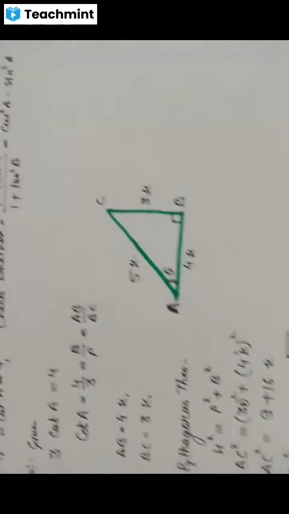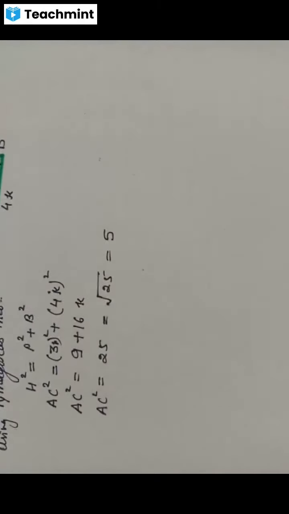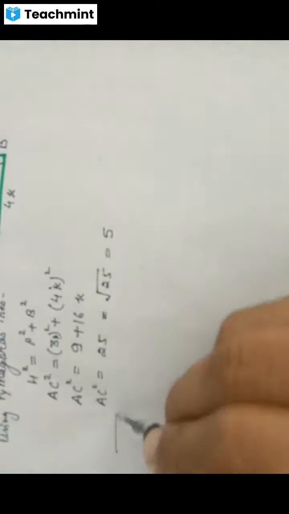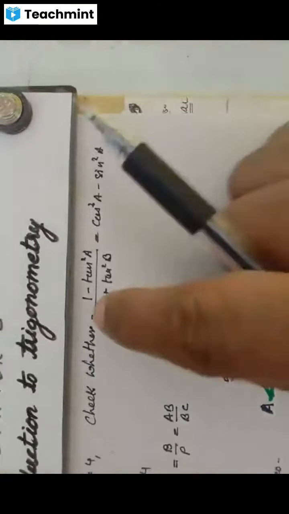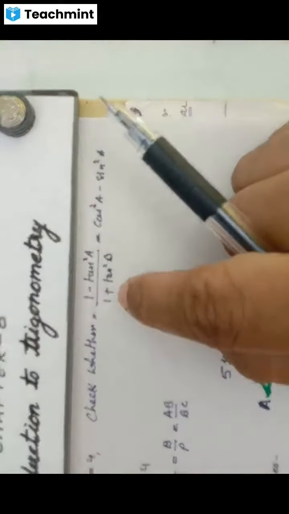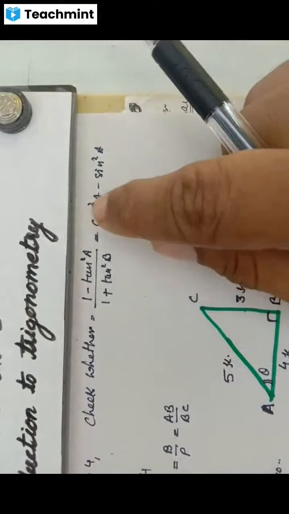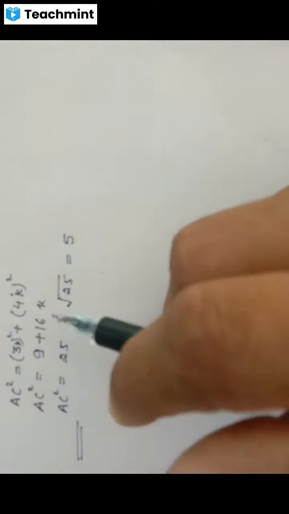Is it clear? K is a real number because units like centimeters or meters are not given. After leaving one line, now we will start with this part: (1 - tan² A)/(1 + tan² A) = cos² A - sin² A. Together we are going to write it. Now you can see the information given.